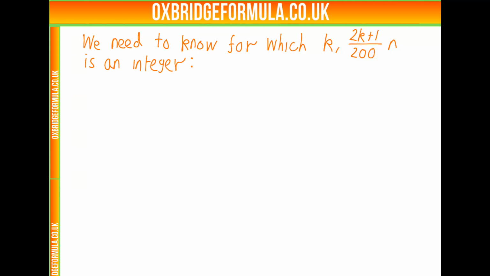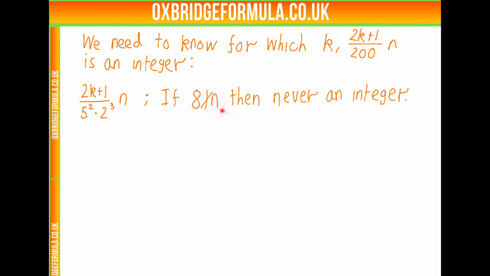So now let's address our question of for which k (2k plus 1) over 200 times n is an integer. So we're going to rewrite it like that, because this answer is clearly going to depend on things that divide n. So writing the denominator out in prime factors is just going to help us a little bit. So the first thing we notice is 2k plus 1, for any k, is going to be odd. So if n isn't divisible by 8, i.e. 2 cubed, we've got no chance of this being an integer. So if 8 doesn't divide n, then this thing is never an integer.